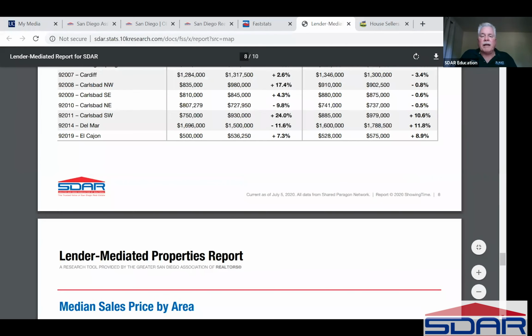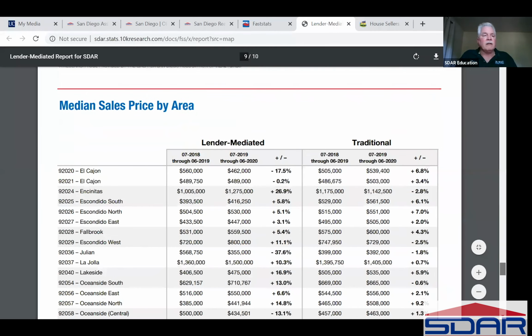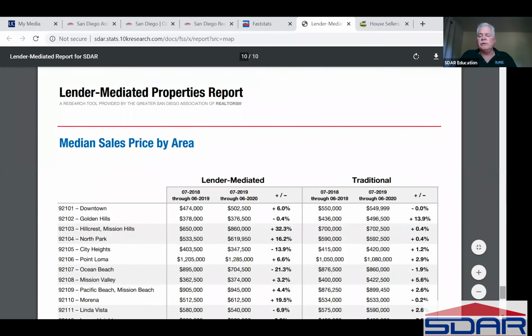Median sales prices by areas. Look at Del Mar, 1.5 million. The foreclosures sell for almost as much. Look at that. Okay. Median sales price by area again. Hopefully this is helpful to you.